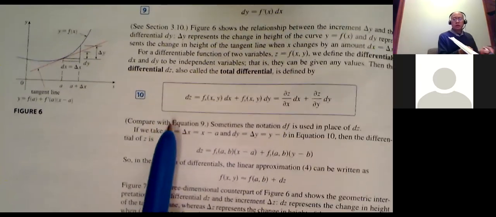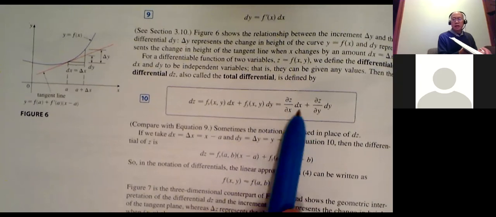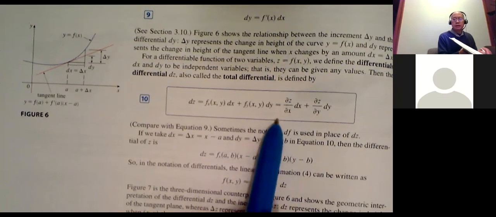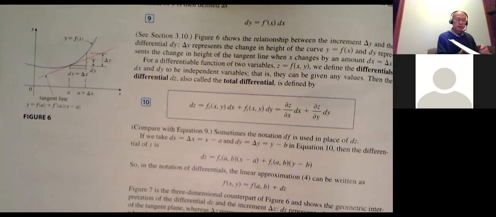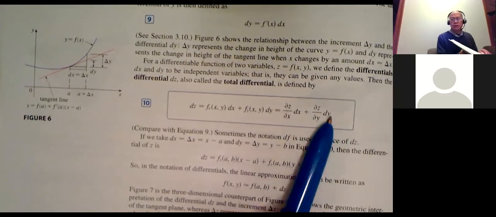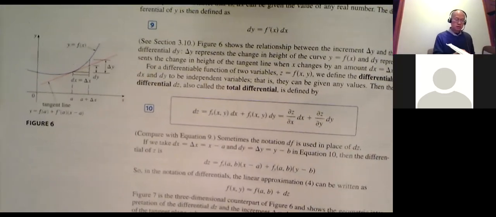So on your next formula sheet, dz equals either this, but I like this better in this case because it kind of looks like they cancel out: partial of z with respect to x dx plus partial of z with respect to y dy. And as you might imagine, if you have another variable, then you just put that other one after that.